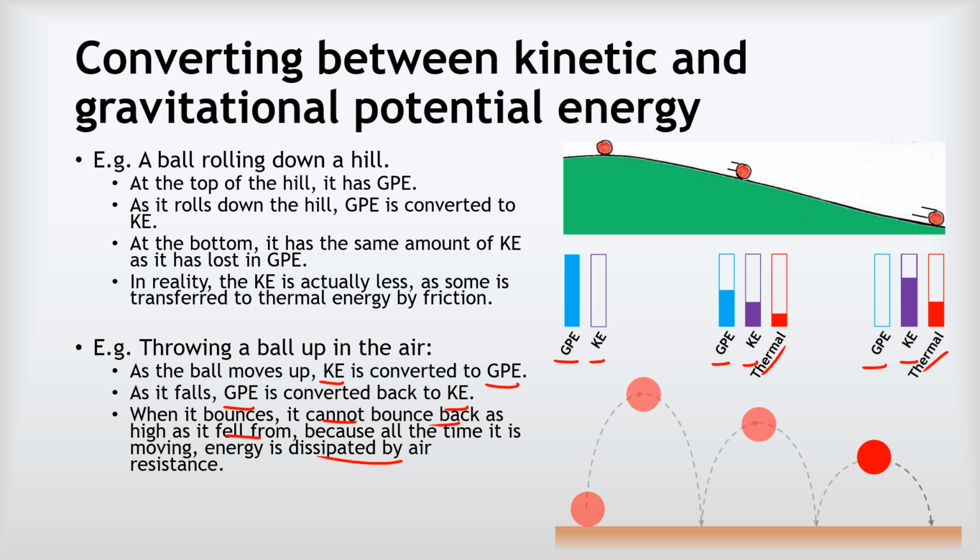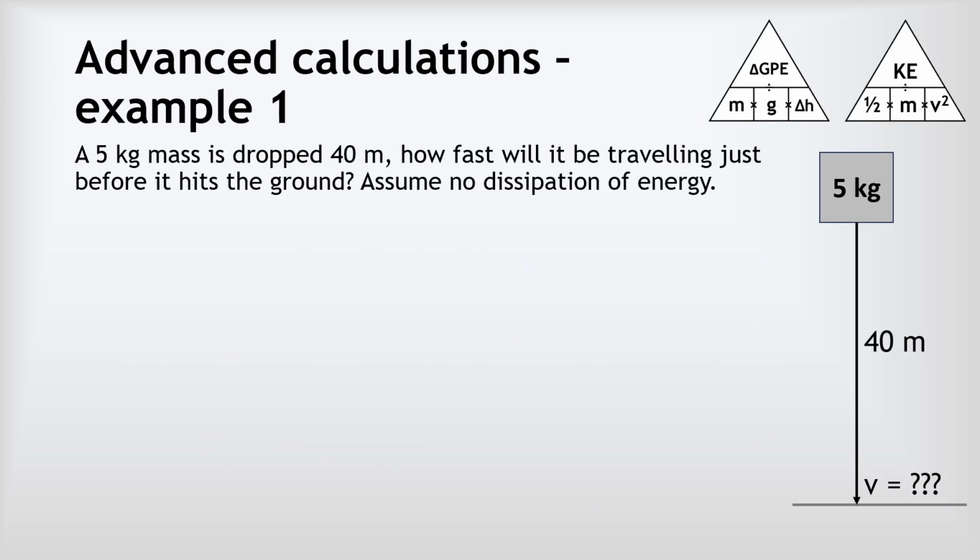Now, we might also be asked to do some calculations based on this principle. Fortunately, when you do these kinds of calculations, we're only going to be looking at GPE and KE, and we will ignore any energy loss by dissipation, because that would make things too complex at this level. So let's look at this then. Advanced calculation number 1. Imagine a 5 kilogram mass is dropped 40 meters. How fast will it be traveling just before it hits the ground? And it says assume no dissipation of energy.